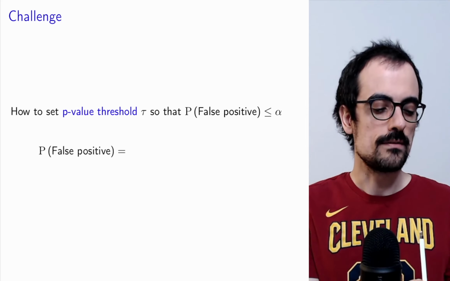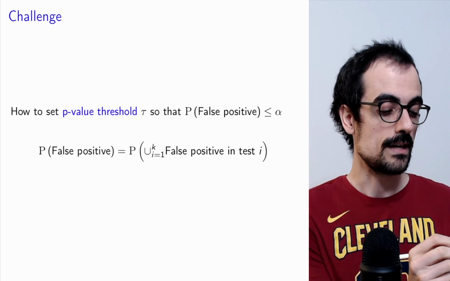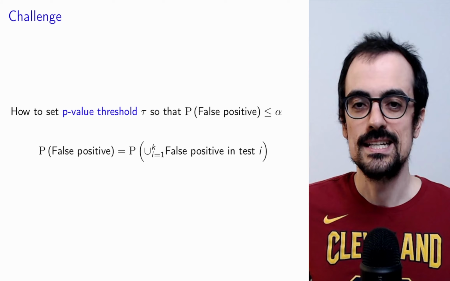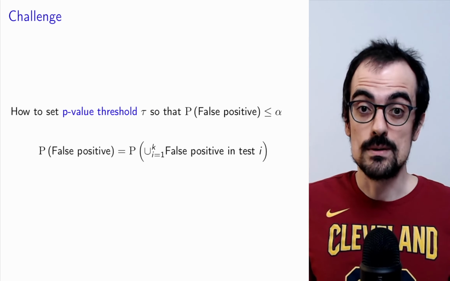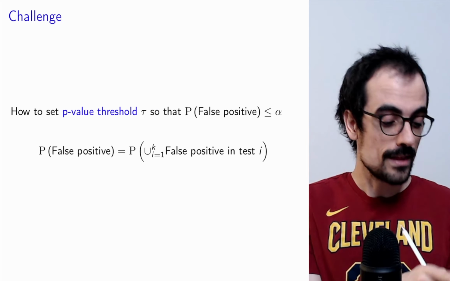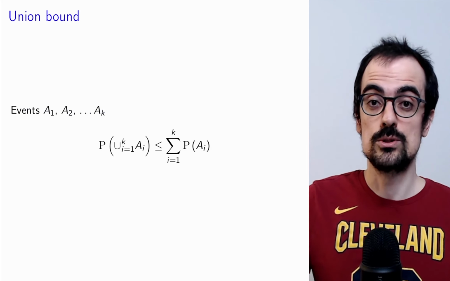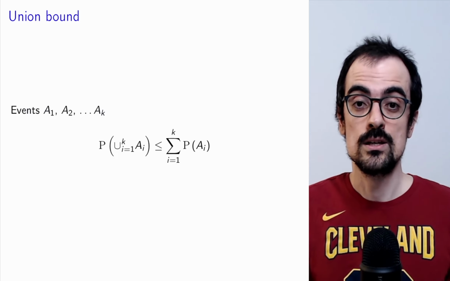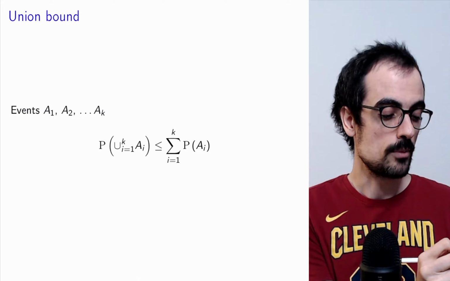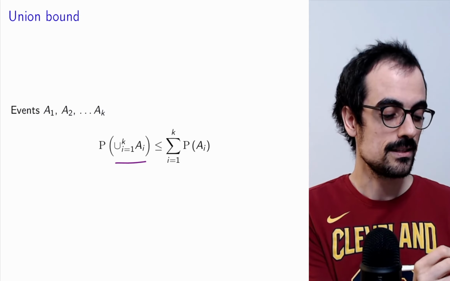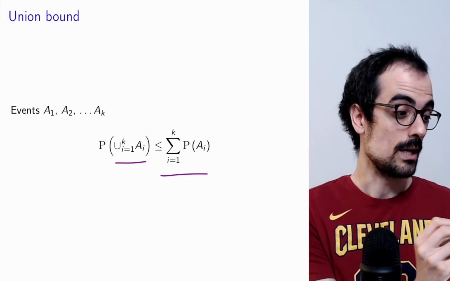Well, the probability of a false positive is the probability of the union of having a false positive in each of the tests. Now we would like to bound the probability of this union, and for that we're going to introduce a very commonly used result in probability theory, which is the union bound. The union bound tells us that the probability of the union of k events is bounded by the sum of their probabilities.